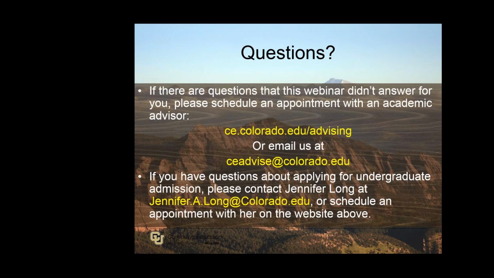In addition to academic advising, we do also offer pre-health advising and career advising here at Continuing Education. And in addition to that, Jennifer Long is an admissions counselor for the main campus here at CU Boulder, and she also has office hours at the Continuing Education building. So her contact information is on the slide there, as well as our general advising email address. So do feel free to follow up should you have any additional questions.